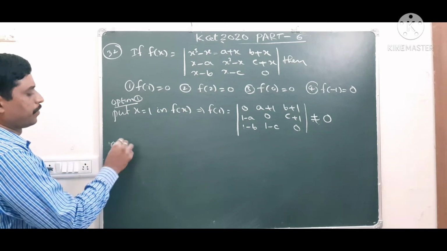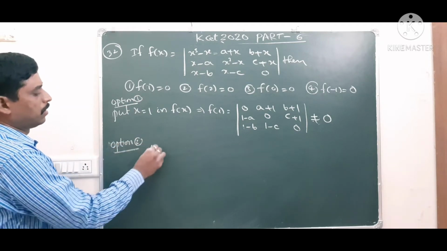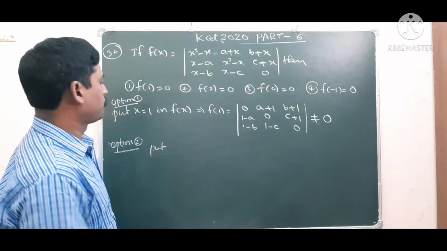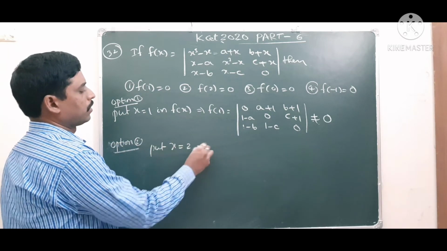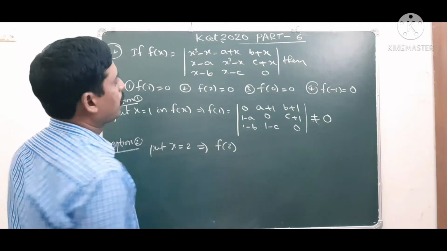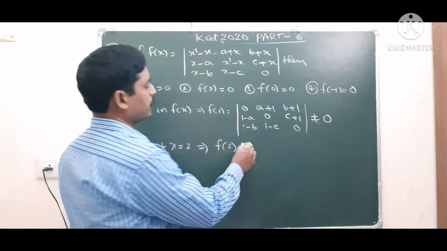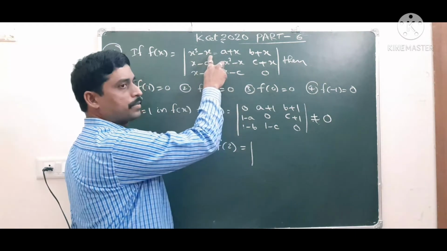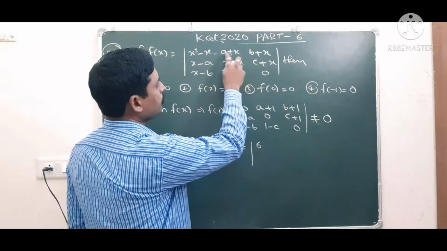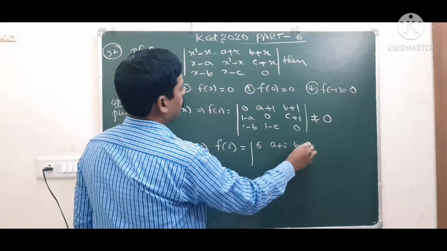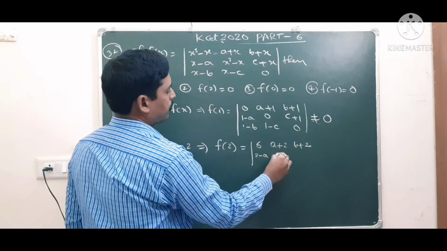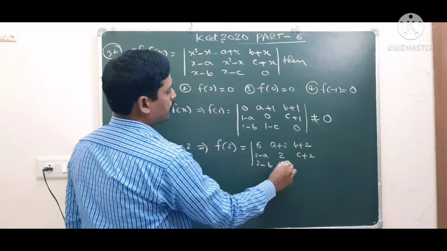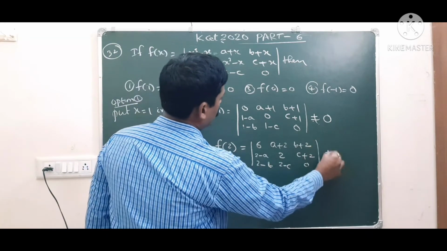Now let us take option 2. Put x is equal to 2 in option 2, f of 2 is equal to 0. Put x is equal to 2 in this equation. 2c minus 2, 8 minus 2, value 6. a plus 2, b plus 2, and 2 minus a, 4 minus 2, 2. c plus 2, 2 minus b, 2 minus c, 0. This is also not equal to 0.